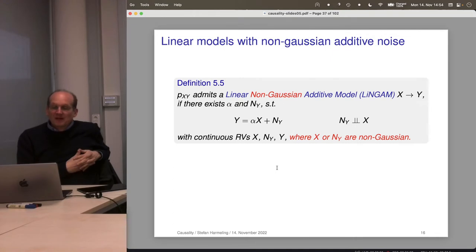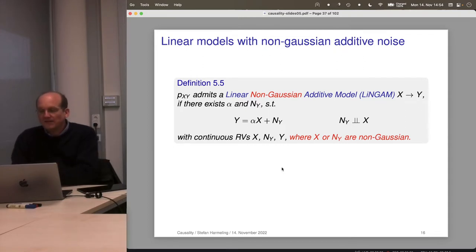Let's say a joint distribution admits a linear non-Gaussian additive model, the LiNGAM model, x to y. That holds if I have a linear model for the forward direction, and x and y are non-Gaussian. Okay, that's another stronger assumption. Before we didn't have this red part here. We only had the linear additive model, only the LAM part. Now we have the NG part in here, which is over here.